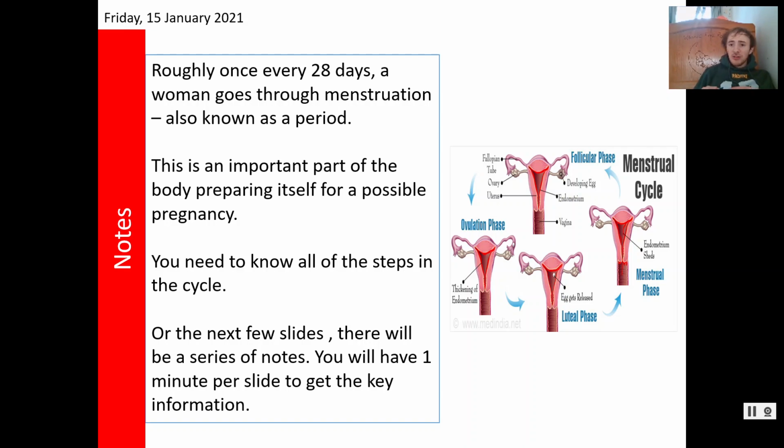Now we're going to go through the stages in order, and you need to get them down as we're going along. I will pause very briefly at the end of each one, just so you can pause me in case you haven't got the notes down as I've been talking.